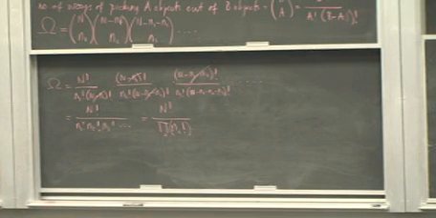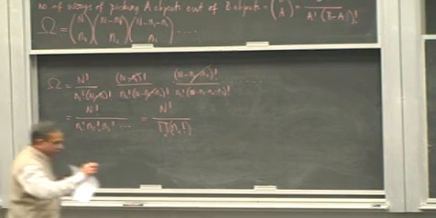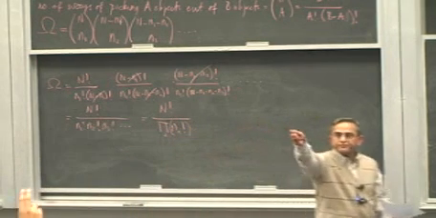So the total number of microstates in the system is the total number of ways, the total number of combinations you can make out of the total system.